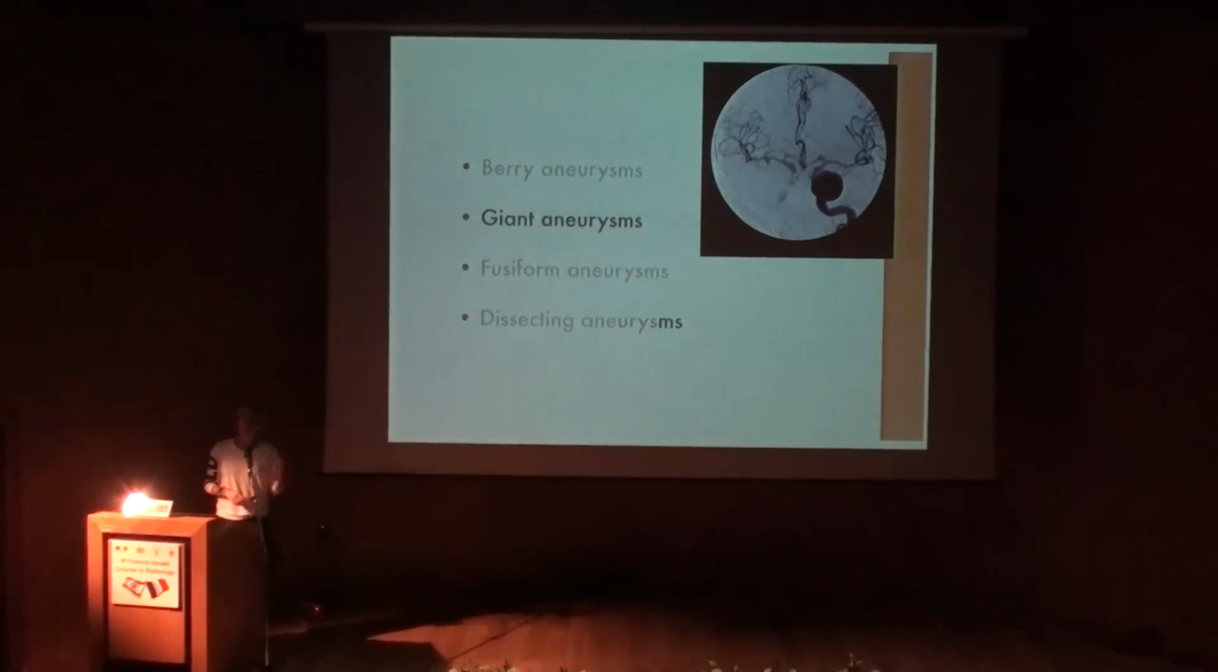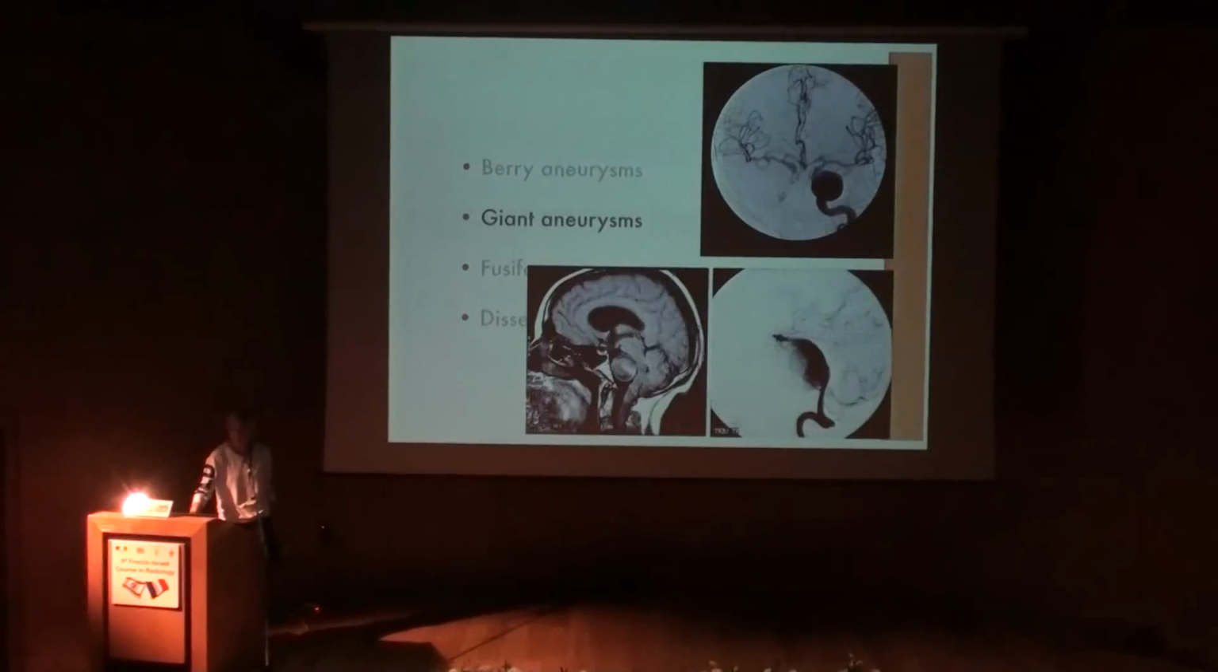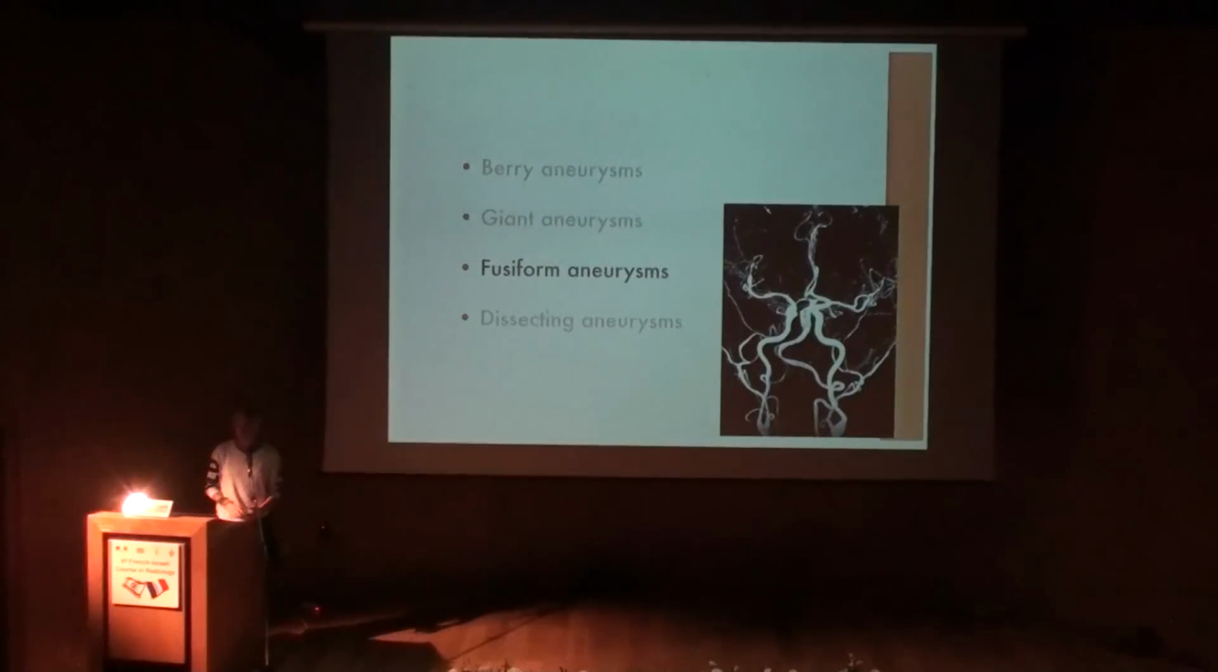Giant aneurysm, as a rule, is when the aneurysm is larger than 2.5 centimeters, and kids can have them. This is an example of a giant left carotid aneurysm. This is another giant aneurysm causing mainly pressure on the brainstem. Fusiform aneurysm, and to be honest, this is an MRA of an adult. This is a fusiform aneurysm of the basilar artery. In adults, it's usually a part of atherosclerotic disease. In kids, it's different, and we'll get to that.